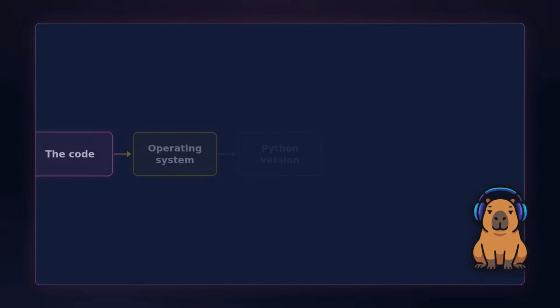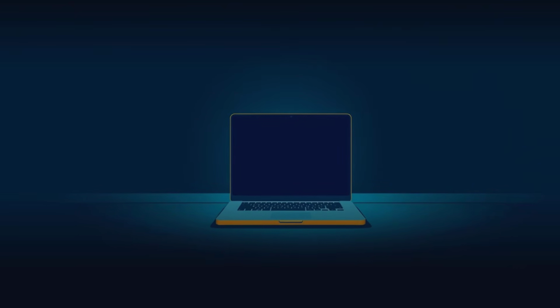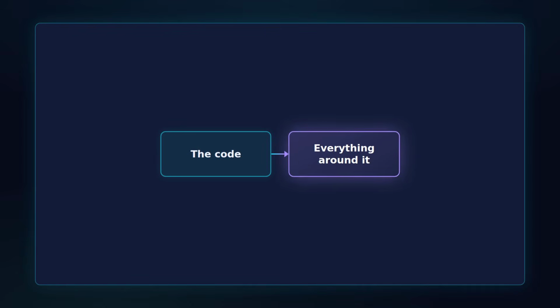Here's the strange part. The code didn't change. The computer underneath it did. So, the bug wasn't really in the program at all. It was in everything sitting around it. Most explanations of this jump straight into the fix. I think that's backwards. So let's start with the disaster, because the fix only makes sense once you've felt the pain.